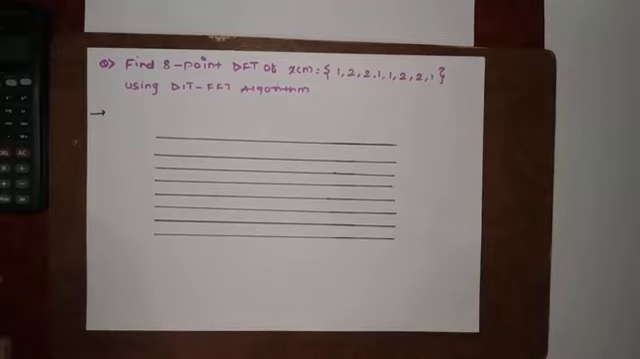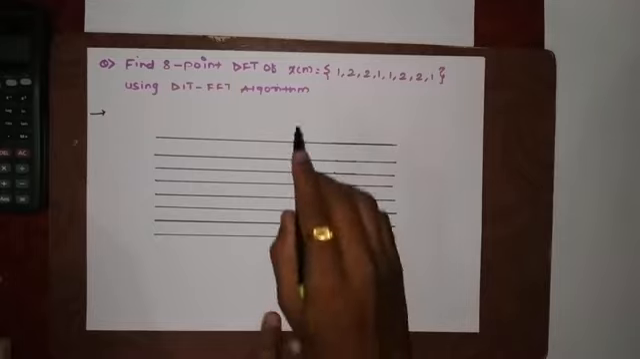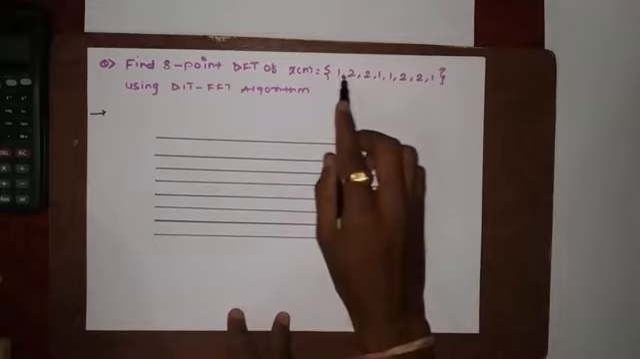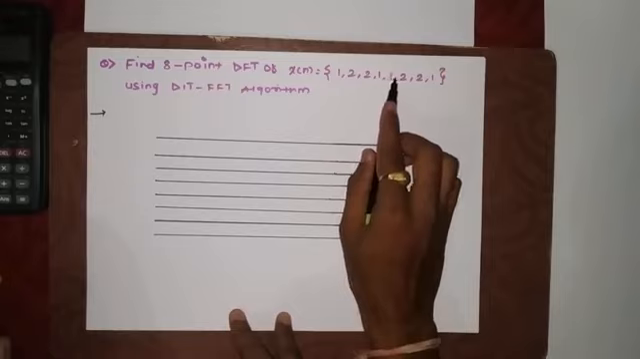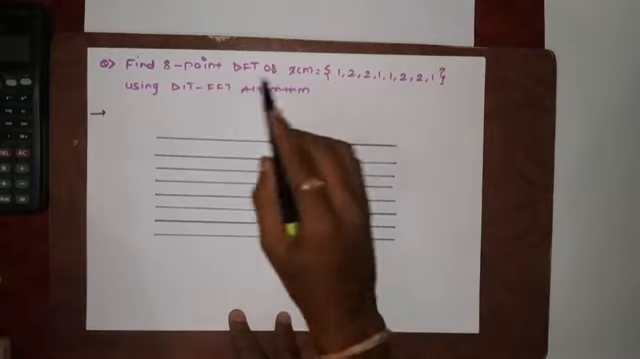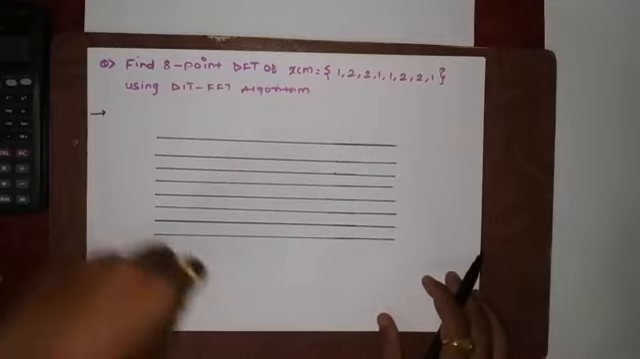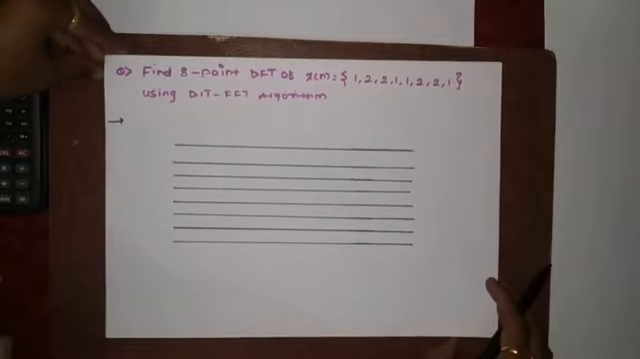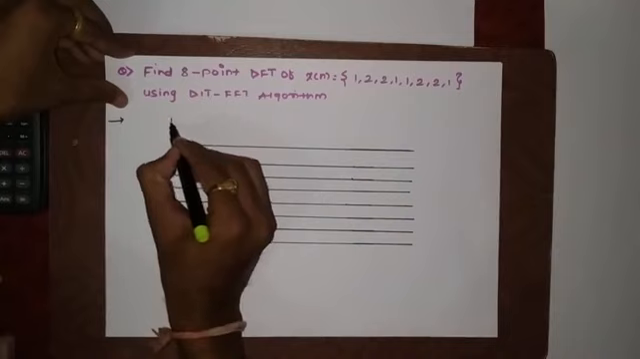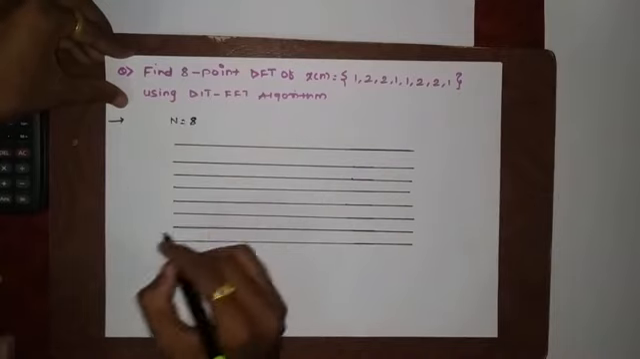In this segment we will see how to find the 8-point DFT using the DIT-FFT algorithm. Here an input sequence is given with some samples: 1 2 2 1 1 2 2 1, and it is asked to find its DFT using the DIT-FFT algorithm. By the same process, first we'll write here that the number of samples is 8.